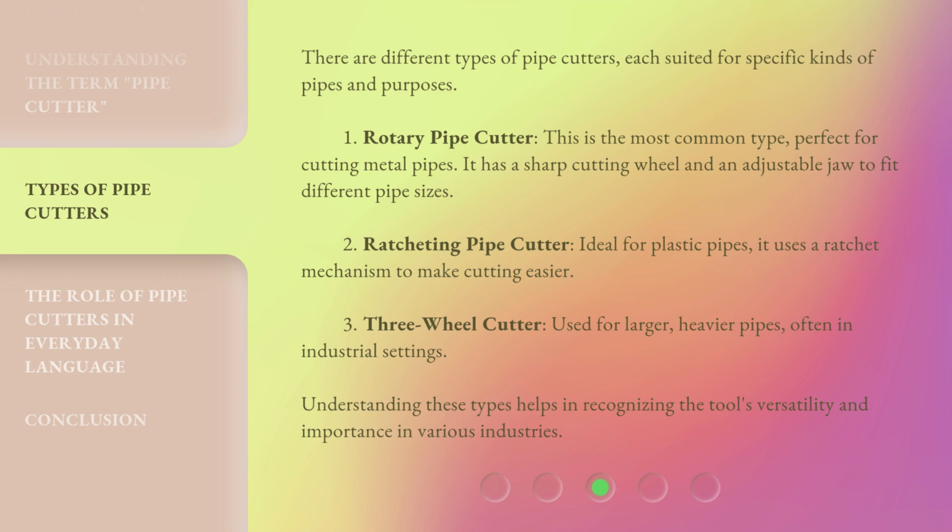2. Ratcheting pipe cutter. Ideal for plastic pipes, it uses a ratchet mechanism to make cutting easier. 3. Three-wheel cutter, used for larger, heavier pipes, often in industrial settings. Understanding these types helps in recognizing the tool's versatility and importance in various industries.